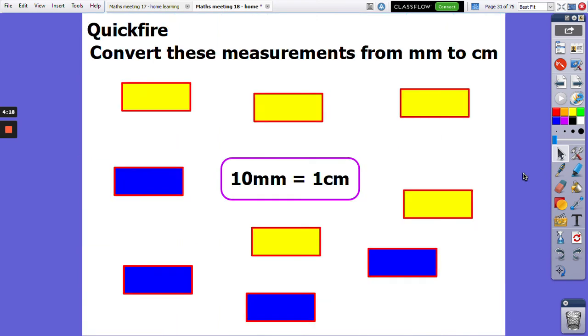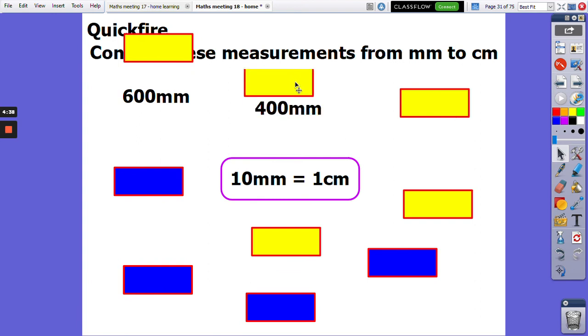Okay, quick fire. Convert these measurements from millimetres to centimetres. I'll reveal the measurement in millimetres, I'll pause, and then I'll say the answer in centimetres. I want you to shout out as soon as you see the measurement, shout out the answer in centimetres. Off you go.